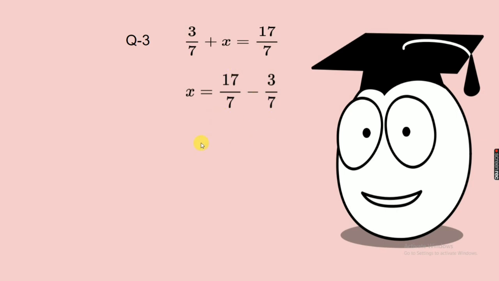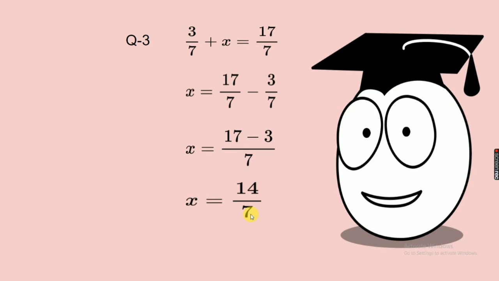Now, we would solve this taking the LCM 7. x is equal to LCM, we got 7. Now 7 ones are dividing 7 with 7. We got 1. 1 multiplied by 17, we got 17. Minus 7 divided by 7, we got 1. 1 multiplied by 3, we got 3. Now 17 minus 3 is equal to 14.